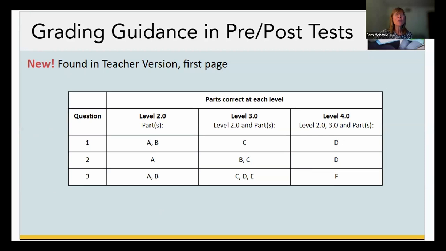So it's another way, and keep in mind, these are just recommendations. You can change and modify them in terms of your own situation. But we put these in here. They're very similar to what we give you in the embedded assessments, but it's just some guidance for you in terms of which parts students should get correct to be at each level.